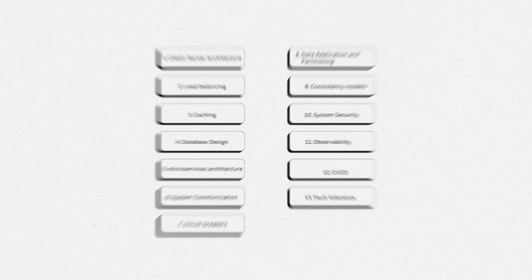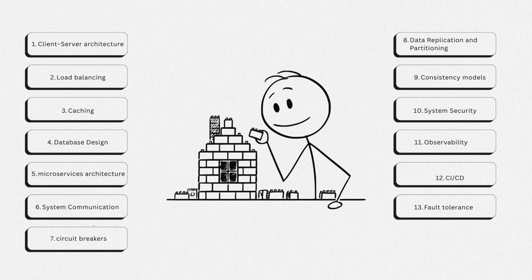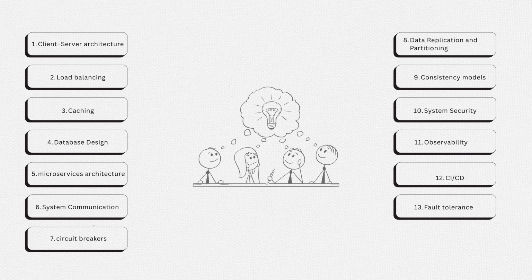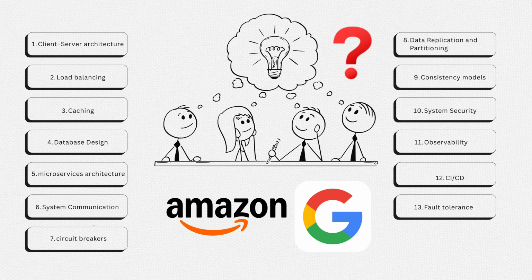When all these pieces come together, system design stops being abstract theory. It becomes a practical discipline focused on building systems that are scalable, reliable, secure, and maintainable. Understanding these concepts allows you to reason about how large platforms work and why they are built the way they are.